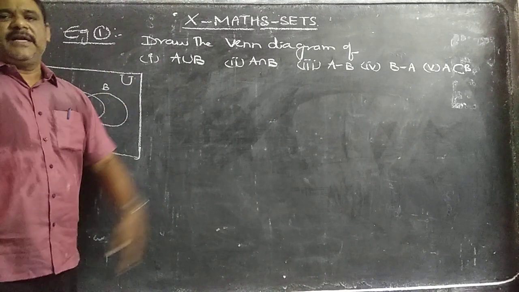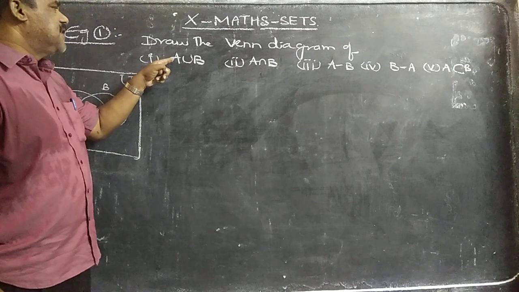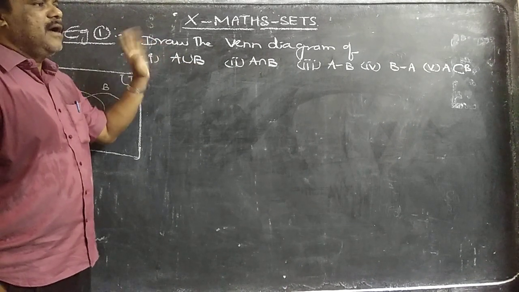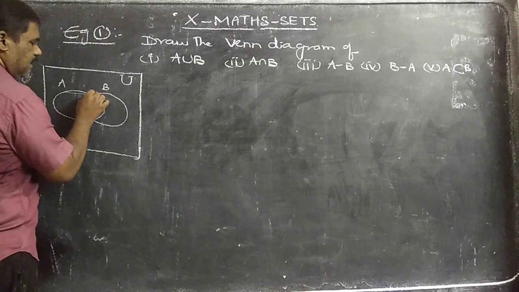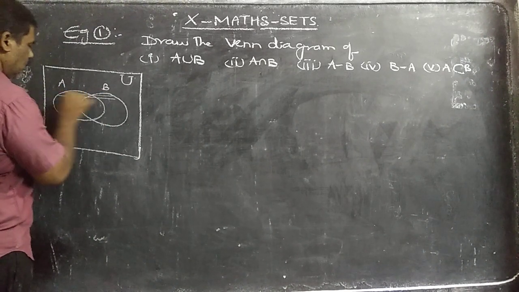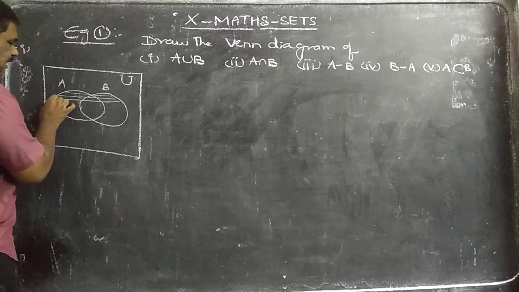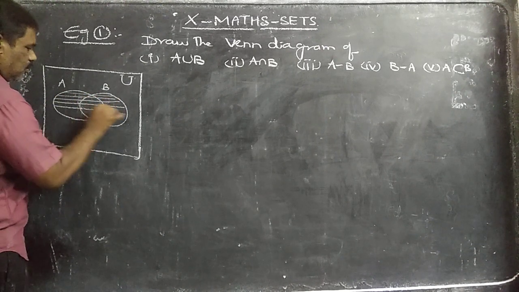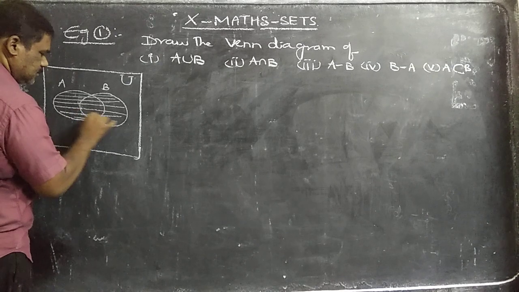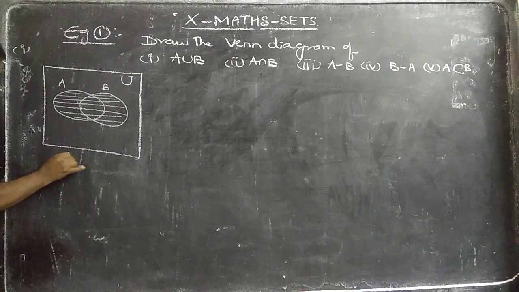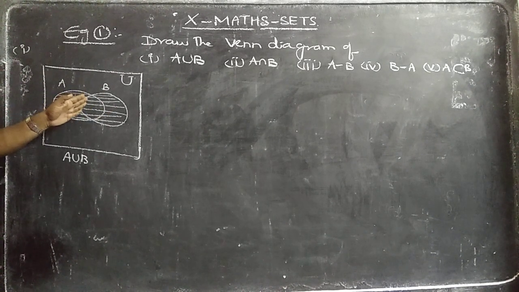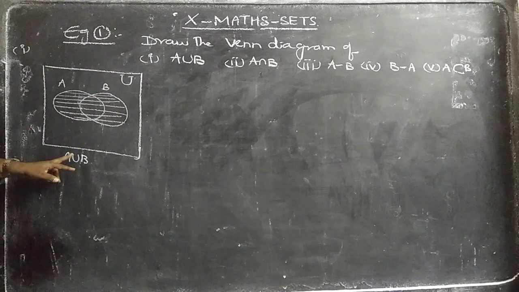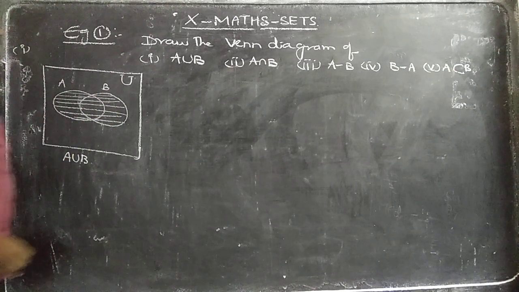Now A union B definition is what? The elements which are either in A or in B or in both. That means we have to shade A, B. Both we have to shade. It covers either A or B or both A and B. So this is A union B. The region which belongs to A or belongs to B or belongs to both. That means whole region we have to represent. That is A union B.